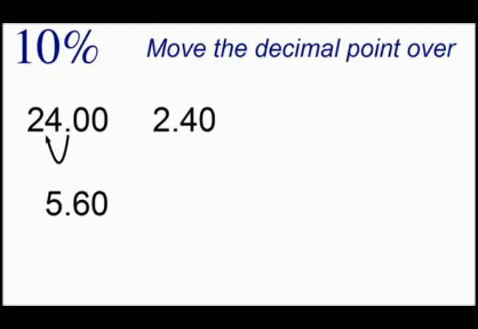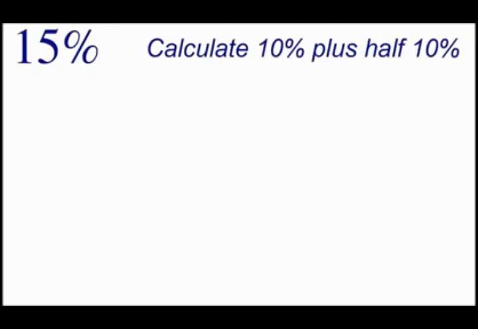In another example, the number 5.6, we move the decimal point over one spot to the left, and that gives us 10% is 0.56. It's very easy to calculate 10%, and that'll give us a method to calculate 15%. We first calculate 10%, and then we add half of 10% to itself.